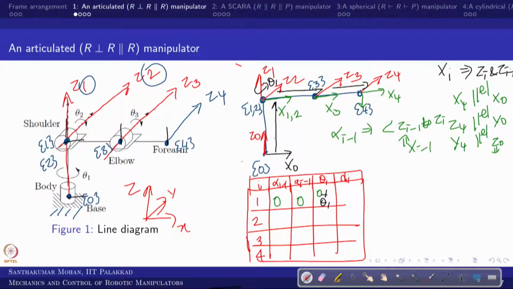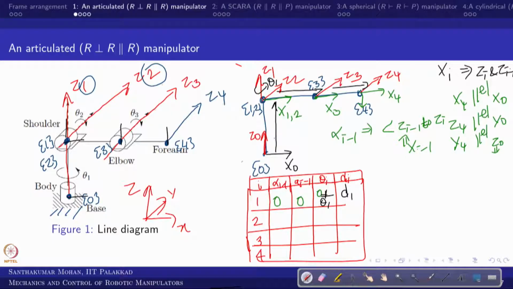So what else do you know? The distance from the 0th frame to the first frame along z1, what is that distance? That is what you call the joint distance, that is d1, right. So now you have some idea of how to find the DH parameters. Let us go to the next one.